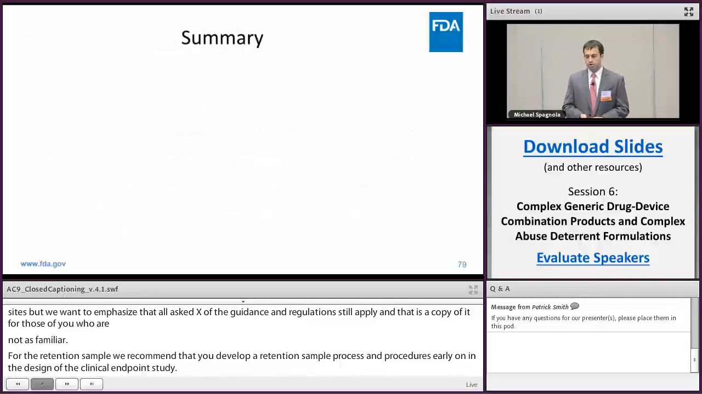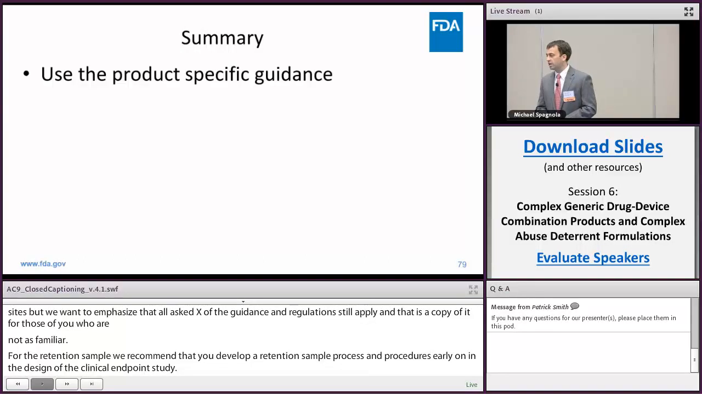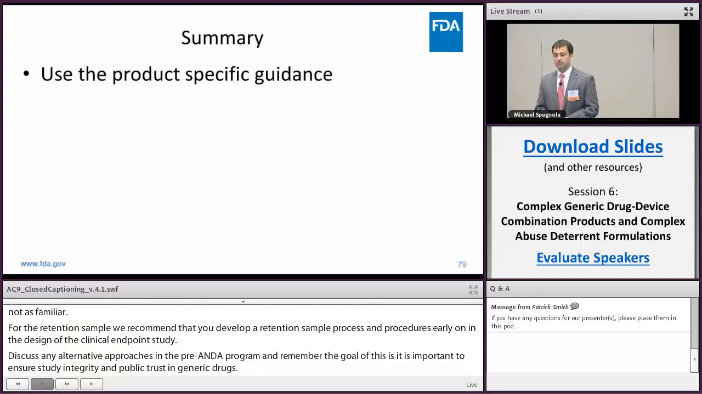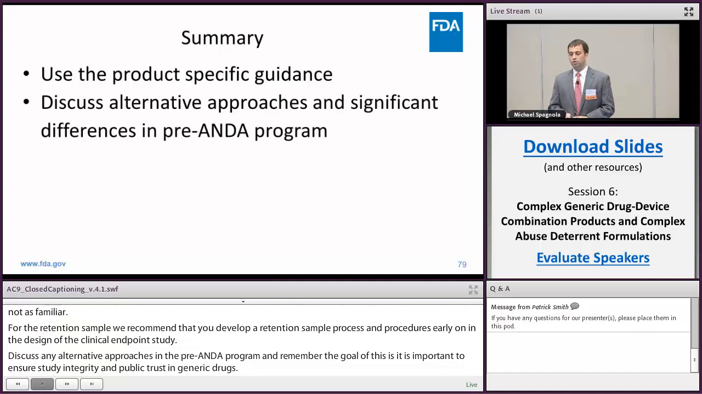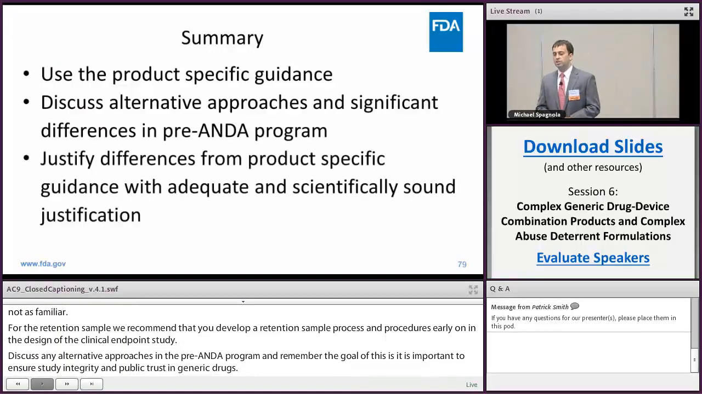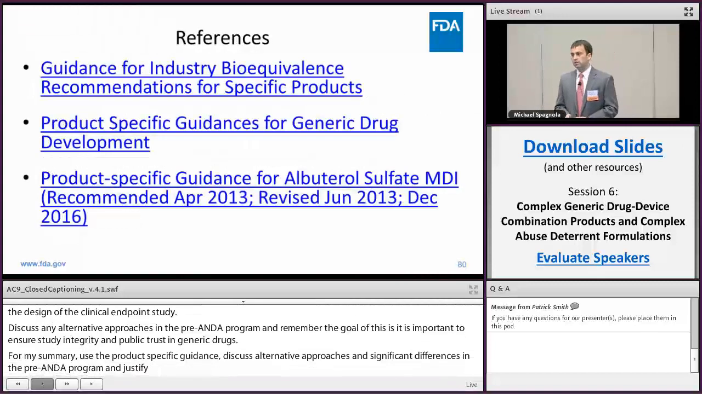So in summary, for my part of the presentation: use the product-specific guidance, discuss alternative approaches and significant differences in the pre-ANDA program, and justify differences from the product-specific guidance with adequate and scientifically sound justification, and provide it in your original ANDA submission. Here are some references, and I thank you for your time and attention.